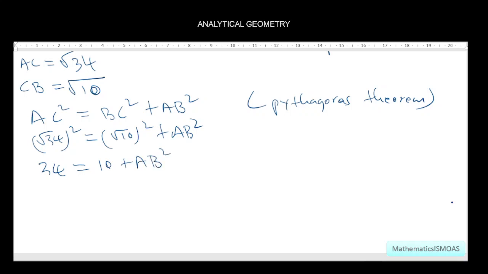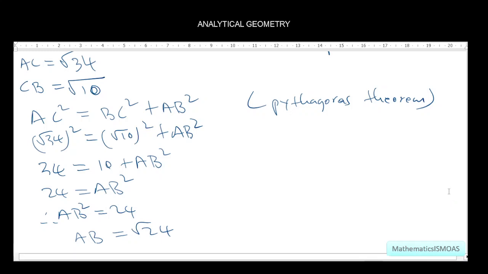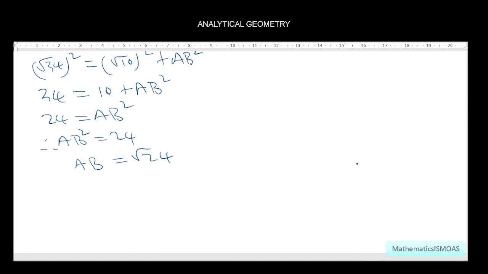Then subtract 10 on both sides. 34 minus 10 is 24, which will be equal to AB². Therefore, AB² will be equal to 24. Then AB will be equal to the square root of 24, which rounded off to 2 decimal places will be equal to 4,90. 4,90 rounded to 2 decimal places.